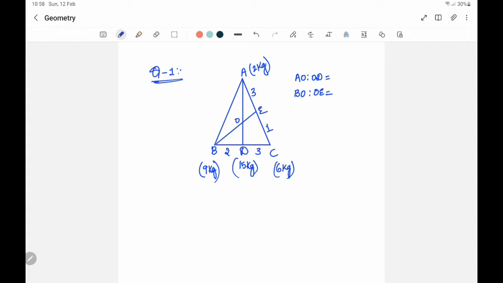Now we are asked to find AO is to OD. So here at O the weight would be 17 kg, and at E the weight would be 8 kg, the summation of these two weights. So AO is to OD would be 15 is to 2, and BO is to OE would be 8 is to 9.